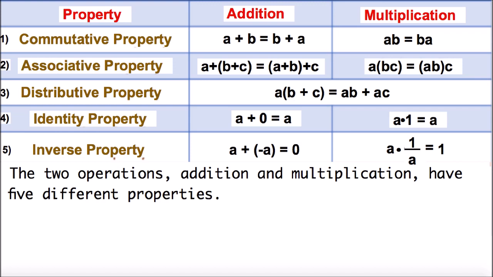So the two operations, addition and multiplication, have 5 different properties as we talked so far: commutative, associative, distributive, identity, and inverse. And all of these are very important for questions that you will be solving. So let's get into some of those questions. Identify the property and the operation.